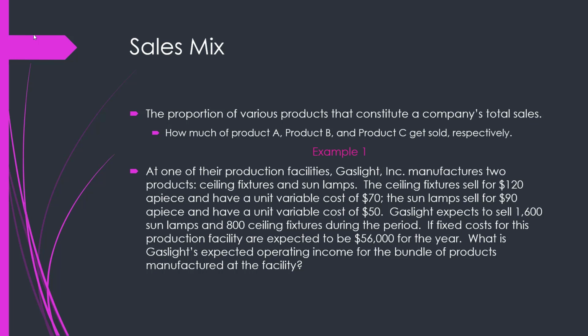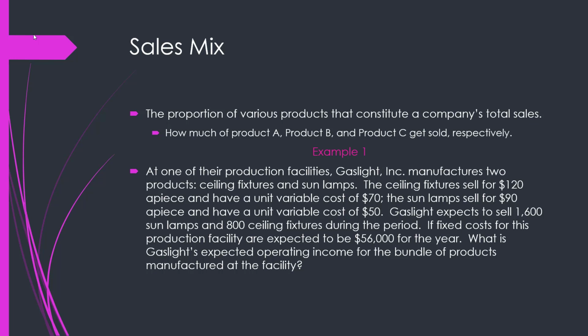If you can do this for 2 products, you can do this for 200 products, but it just gets much larger. So I'm only going to ask that you know how to do this for 2 different products in a mix, and that's exactly what Gaslight has in our example here. At one of their production facilities, Gaslight manufactures 2 products. They manufacture ceiling fixtures and they manufacture sun lamps.